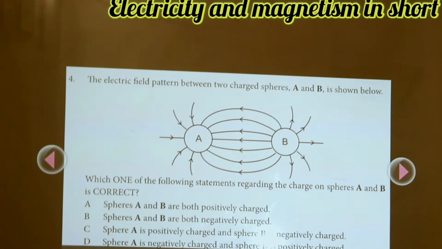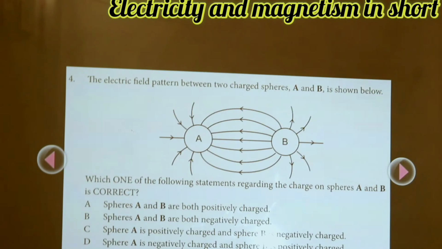Option A, sphere A and B are both positively charged. Option B, sphere A and B are both negatively charged. Option C, sphere A is positively charged and sphere B is negatively charged. And option D, sphere A is negatively charged and sphere B is positively charged. So here you can see it.